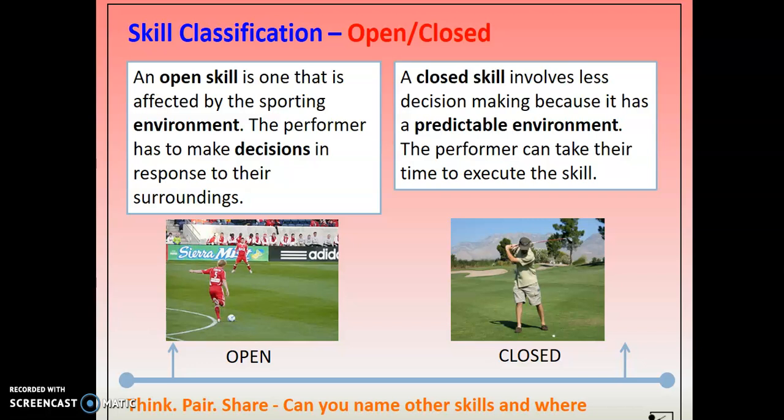Next week we are going to look at SMART targets and goal setting.